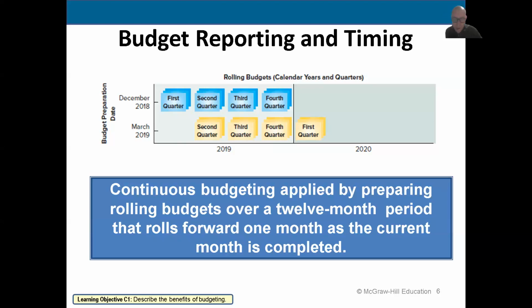February of last year ended, I moved into March of this year. March of last year ended. Now I'm into April of this year. I always have 12 months of a budget in front of me, regardless of where I am in the year. Call that a rolling budget. Always have 12 months out. This is a very good practice. You want to make sure that you have 12 months of budget in front of you. It helps you to plan for the future.